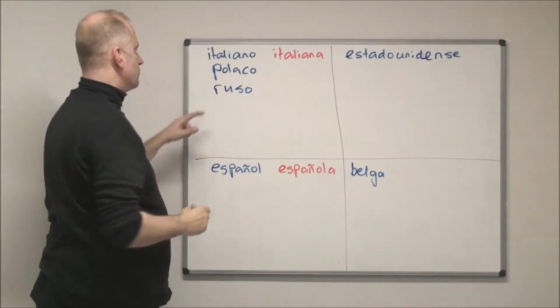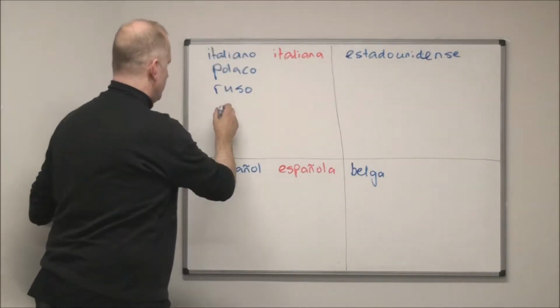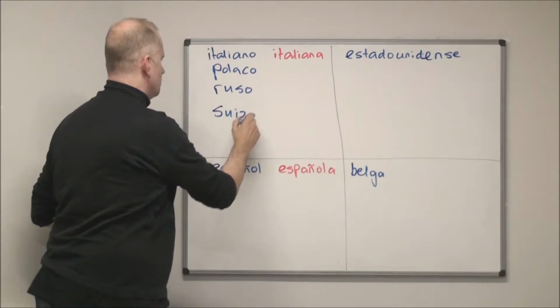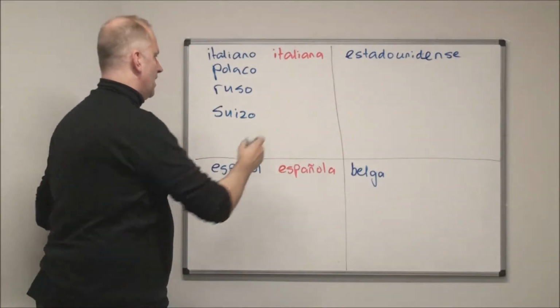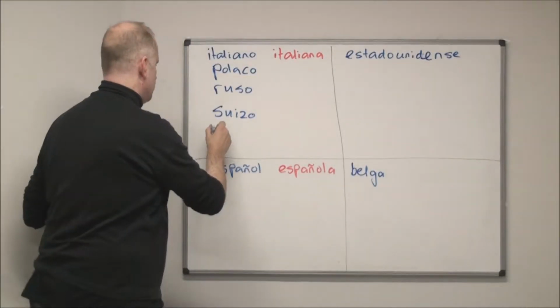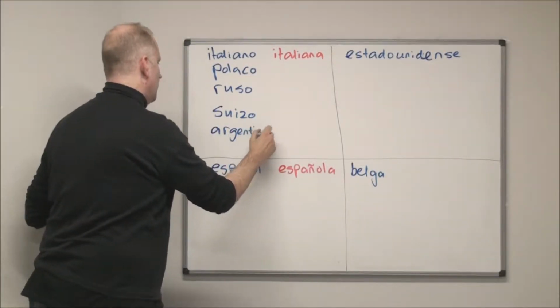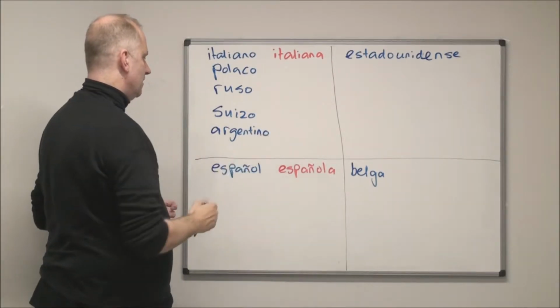Russo, meaning Russian, and Russa, and Suizo, meaning Swiss, Suiza. Also, you can think of other examples, maybe Argentino, Argentinian, Argentina.